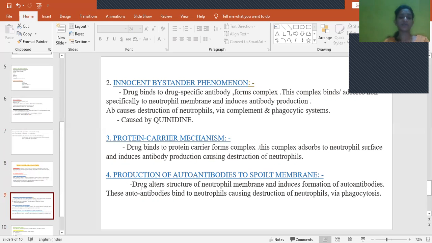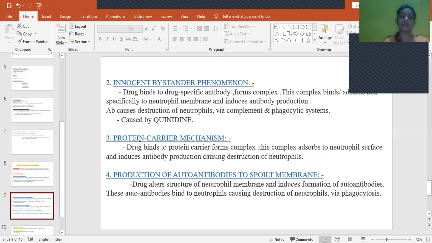And the fourth mechanism is production of autoantibodies to spoiled membrane. When the drug binds to any other complex with an antibody or protein carrier, or whenever it sticks to the neutrophil membrane, it causes damage to this neutrophil membrane. When the membrane is damaged, it induces the formation of autoantibodies. These autoantibodies will bind to neutrophils, causing destruction of neutrophils via phagocytosis. So here the autoantibodies of neutrophils are produced.